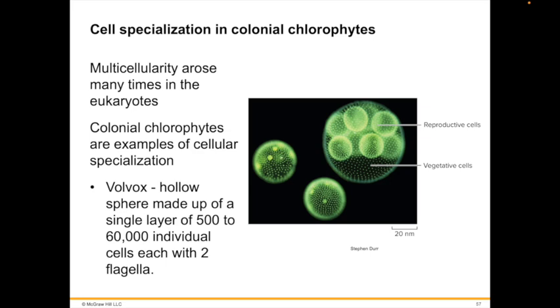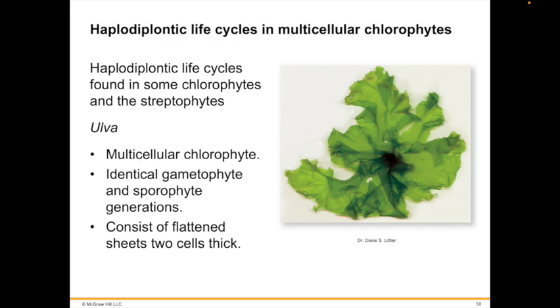chlorophytes, which can have haplodiplontic life cycles, such as shown here with Ulva. Ulva has a sporophyte and gametophyte generation. So those 2 generations, the sporophyte generation and the gametophyte generation. And in this case, they're identical. However, the chlorophytes did not give rise to land plants, although they are the closest relatives to land plants. They consist of flattened sheets 2 cells thick.